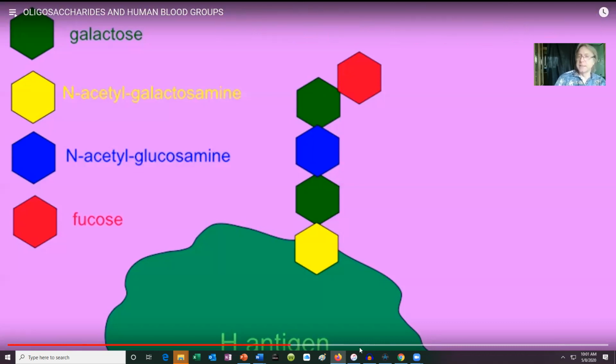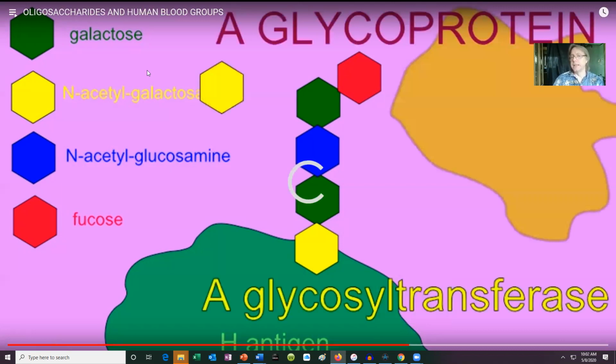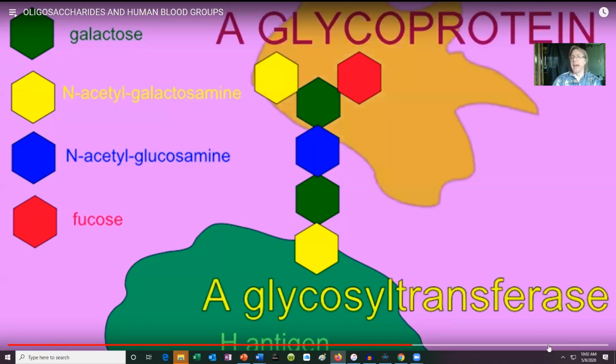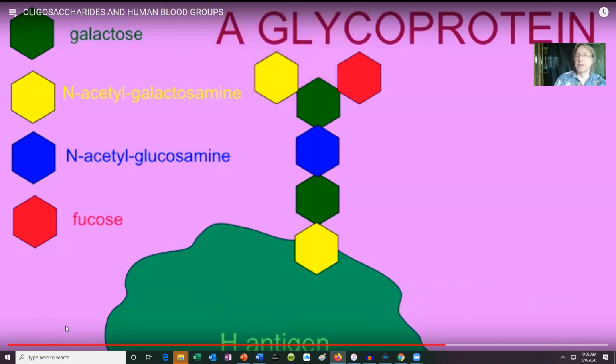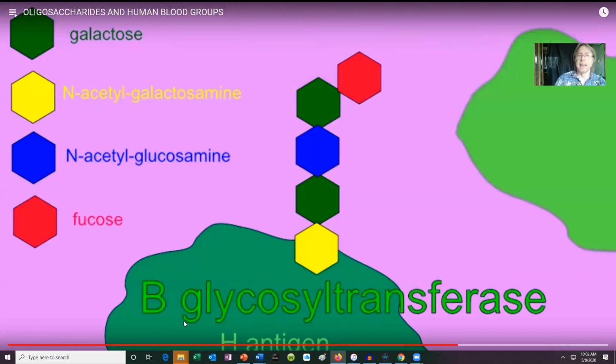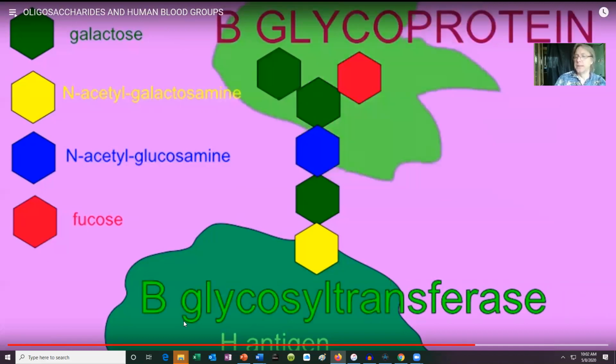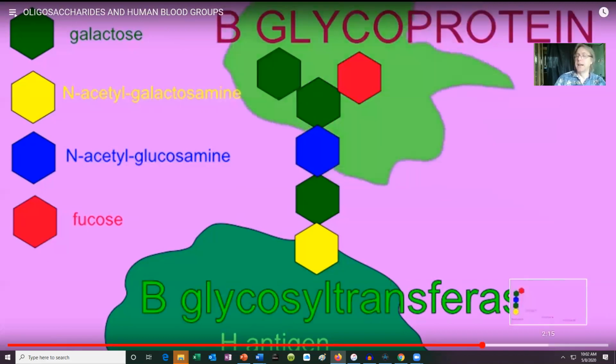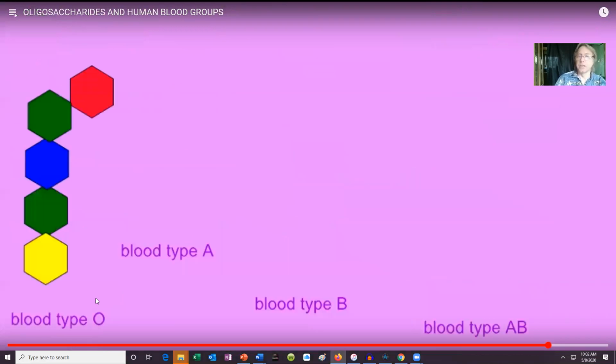Now, to this base, one can attach additional sugars. So one could attach an N-acetylgalactosamine, the yellow sugar, with this yellow enzyme, if you will. And then if that's what your glycoprotein looks like, then you would be blood type A. If, however, instead of attaching this yellow N-acetylgalactosamine, your green enzyme had attached this green galactose, you would now be blood type B. So what these blood types actually mean is which glycoprotein you have.